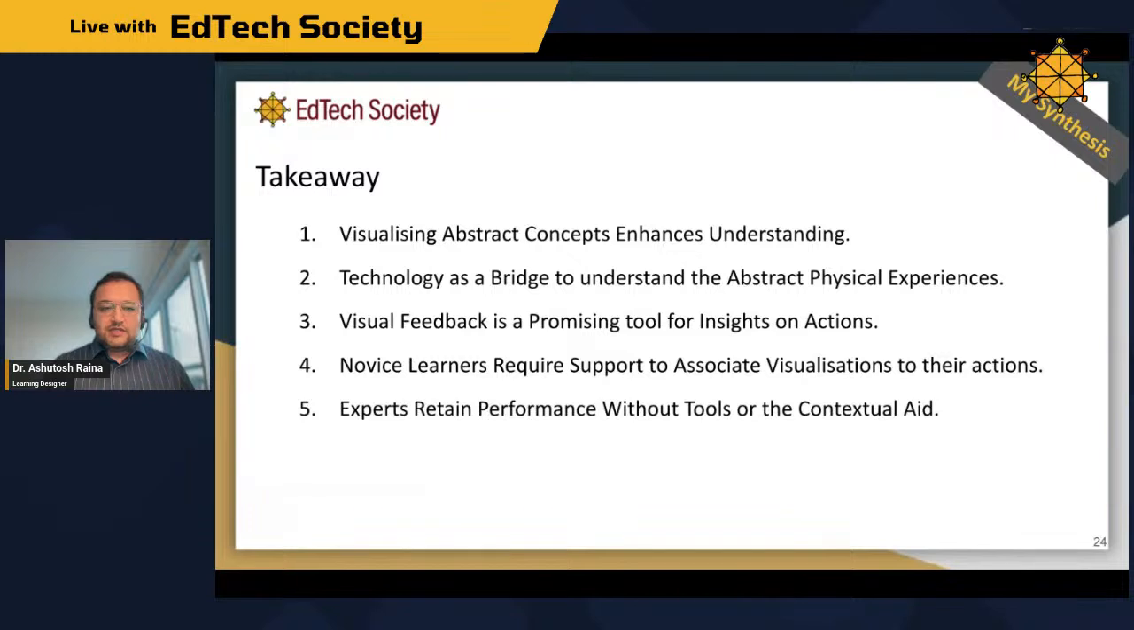So, what can we take away from this? Visualizing abstract concepts enhances understanding, and technology is able to bridge that understanding of the physical abstract experience. Visual feedback is a promising tool for insight into actions. You are able to relate these abstract natures to how the action was performed by you. Novice learners require support to associate their actions with the visualizations, and experts retain performance without the tool or the contextual aid. As I said, experts were still able to perform better without the racket or the shuttle, if asked to play a shot. So these are certain things that can help us in developing systems for, say, sports.